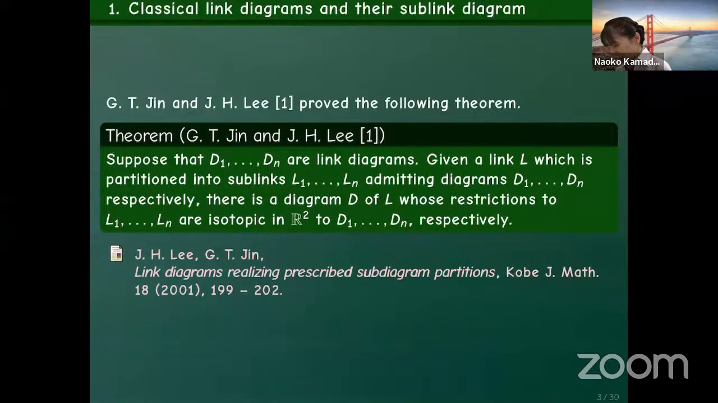Professors Jin and Lee proved the following theorem. Suppose that D1, ..., Dn are link diagrams. Given a link L, which is partitioned into sublinks L1, ..., Ln, admitting diagrams D1, ..., Dn, respectively, there is a diagram D of L whose restrictions to L1, ..., Ln are isotopic in R2 to D1, ..., Dn, respectively. I'll show an example of this theorem.